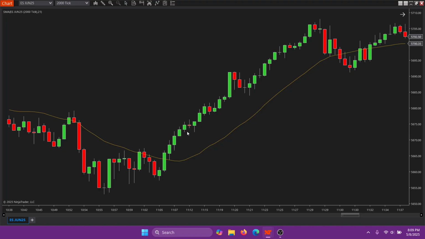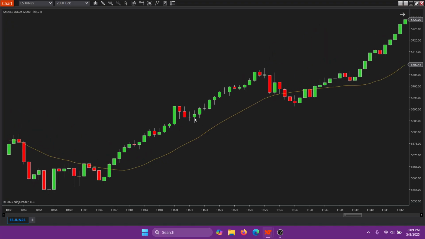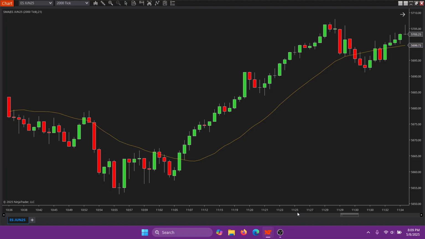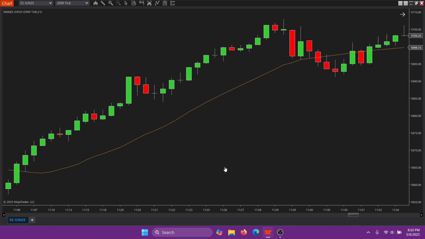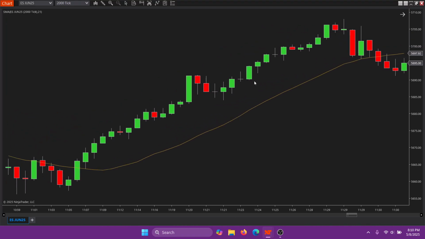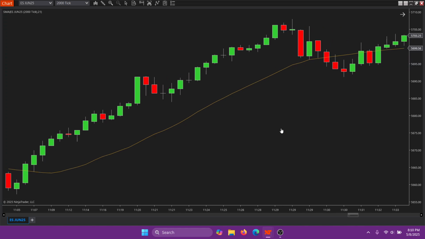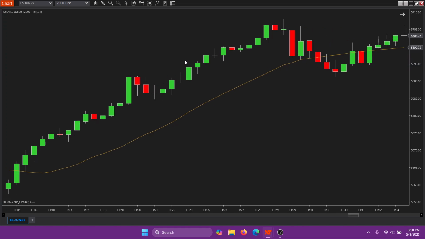You have another one of those sweep bars here, sweeps the bottom, comes back up. It doesn't sweep the top. I guess you just call this a Gann bar. That's another good entry. Another good entry here. Another 1 to 2 risk reward if you took it. Like I said, I only take the 1 to 1.